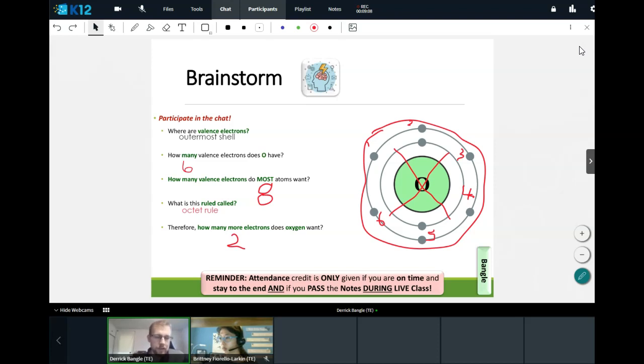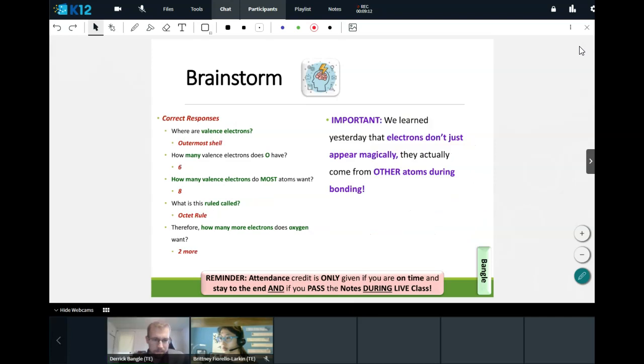We're going to need this knowledge for lesson day, so let's move on. So we're just confirming, yes, valence electrons are in the outermost shell. Oxygen had 6, it wants 8. It's called the octet rule, and it wants 2 more.